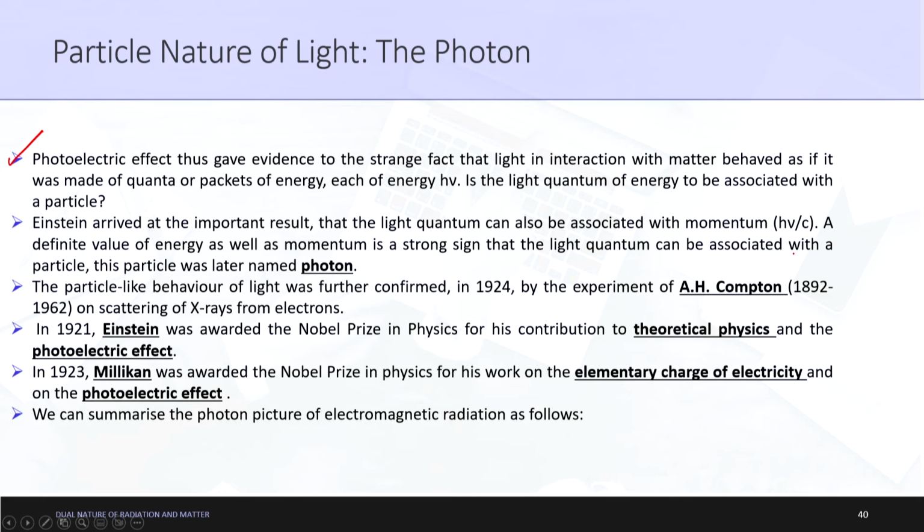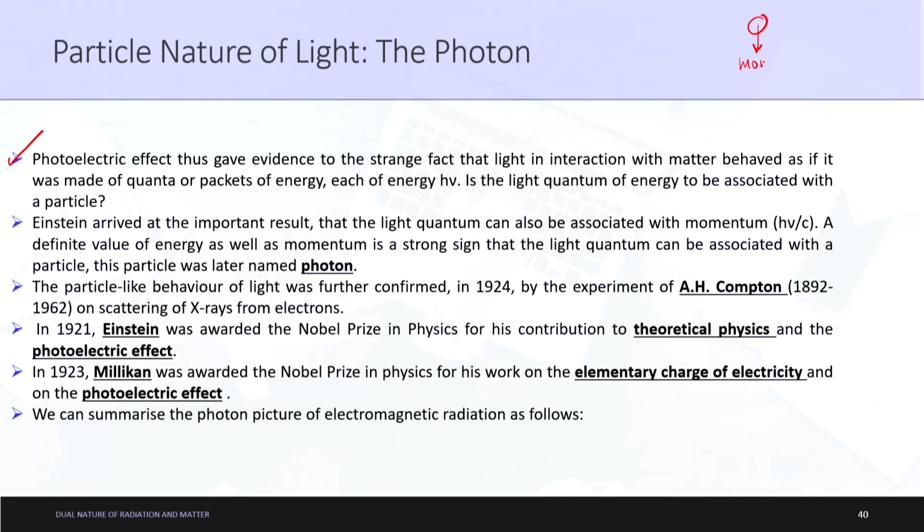If you understand it as particle nature, as discrete particles, that means if that particle has some energy, then it should also have a momentum. Then Einstein explained this idea, that yes, it has a momentum which is equal to h nu by c. What is this c? c is the speed of light. A definite value of energy as well as momentum is a strong sign that the light quantum can be associated with a particle. This particle was later named photon.